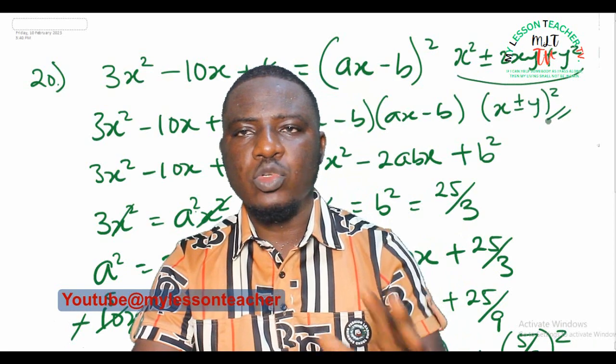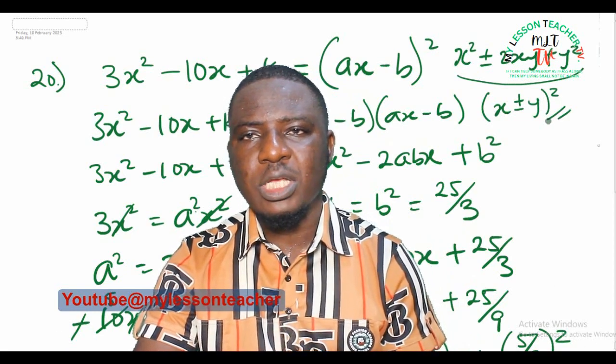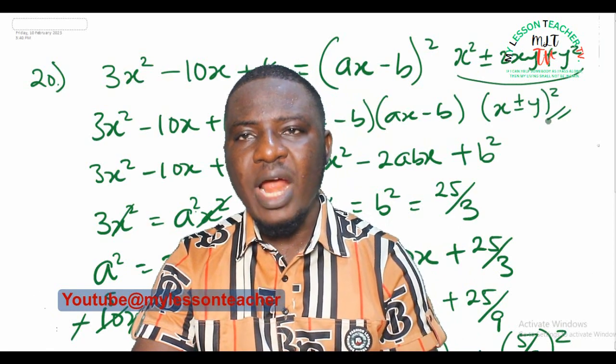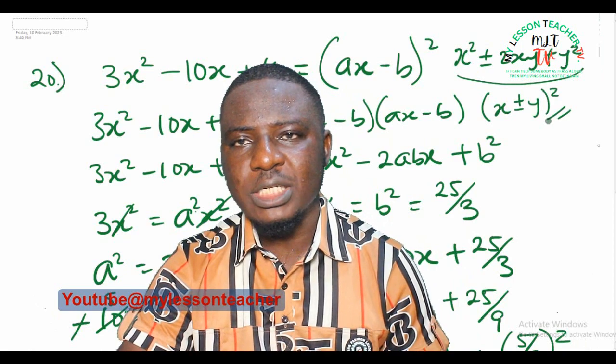And I have been able to solve 20 good examples for you using two different methods that best factorize perfect squares. And that brings us to the end of today's class.